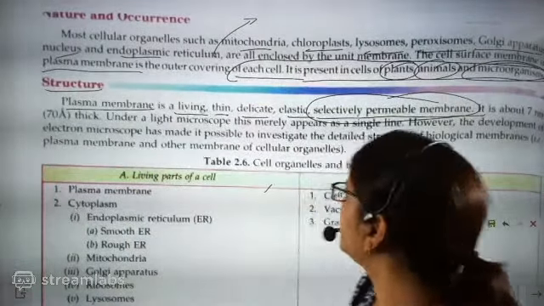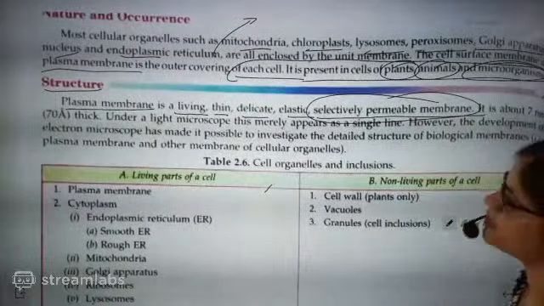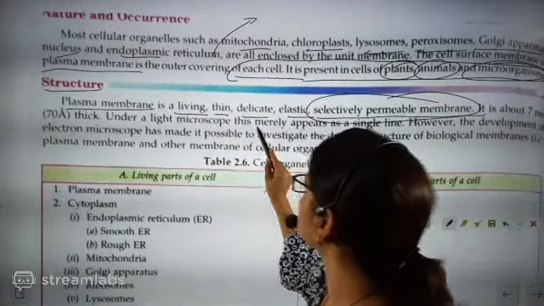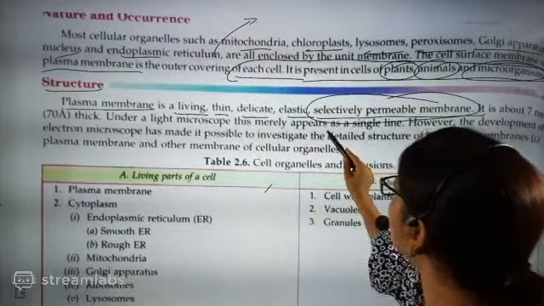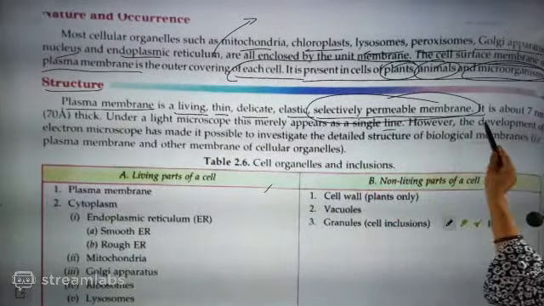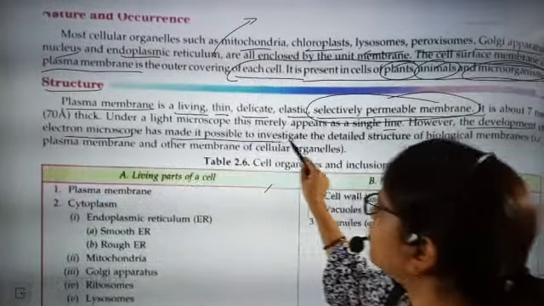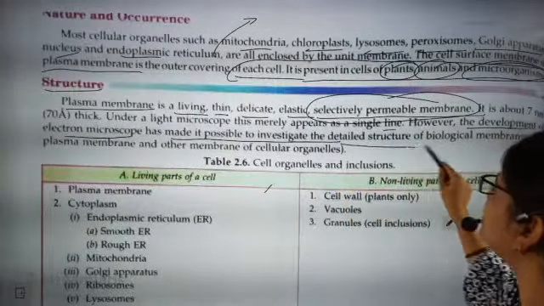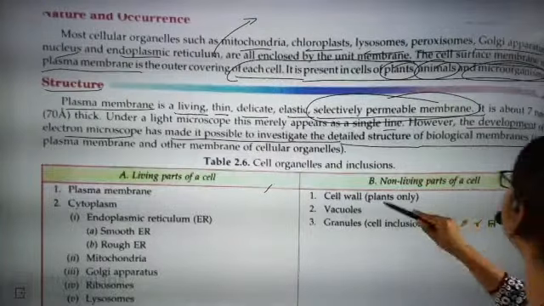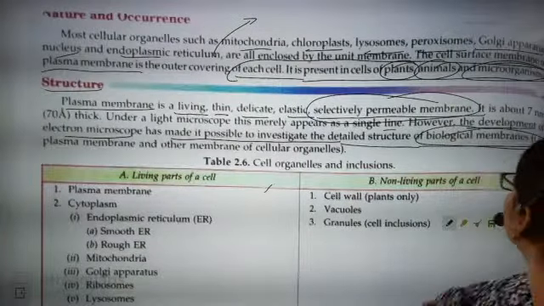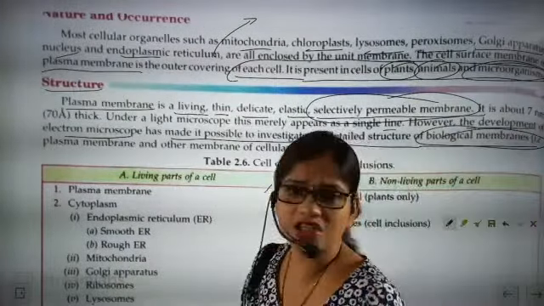Outside will be more, beta. Now look here, beta, that means what? Under a light microscope this merely appears as a single line. However, the development of the electron microscope has made it possible to investigate the detailed structure of biological membranes. That's why, beta, the plasma membrane is also called a biological membrane.